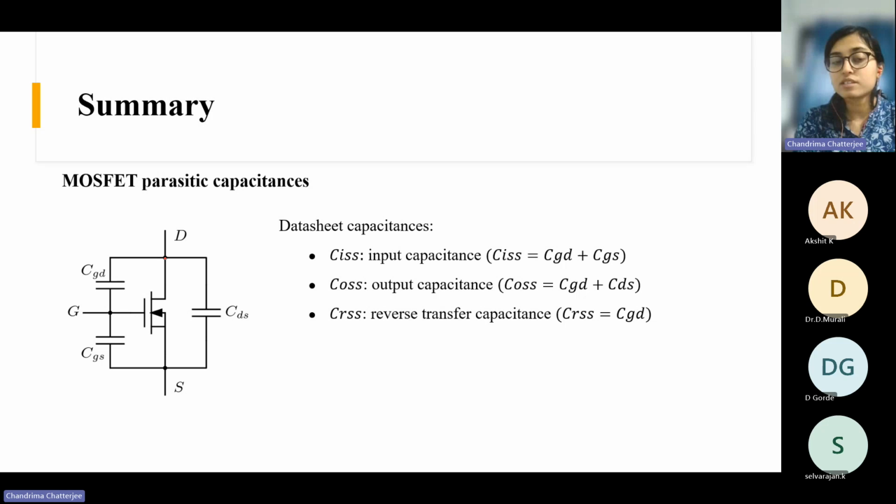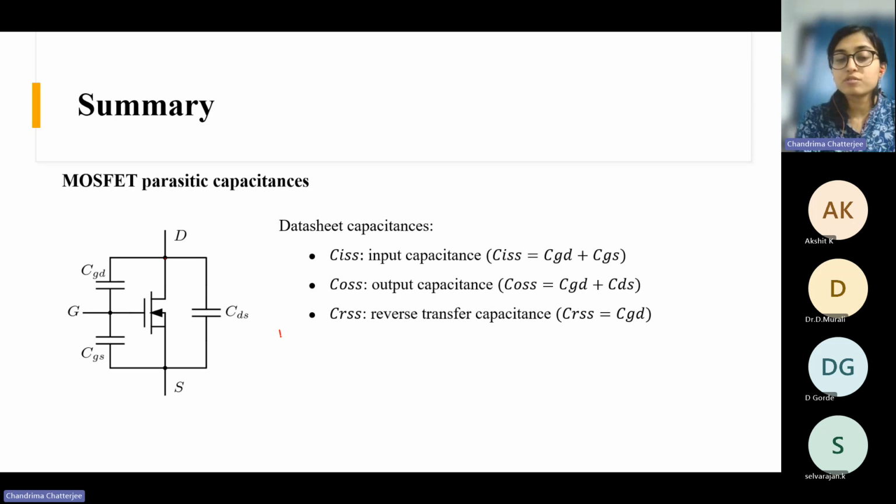They appear because of the structure of the MOSFET, right? So they are parasitic capacitors. There is CGS, there is CDS, which is across drain and source, and there is CGD, which is across drain and gate, right? And these capacitors are not constant.